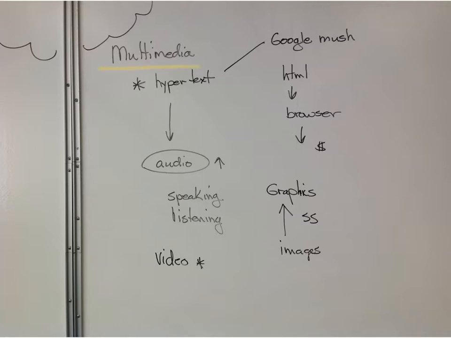Alright, we finished up multimedia. We talked a little more about hypertext. I talked about Google mush, where you search for a certain part or certain piece of information. You find some information on that, but you don't read the whole document. You just grab this part. Sometimes you don't get the right gist of the whole document.